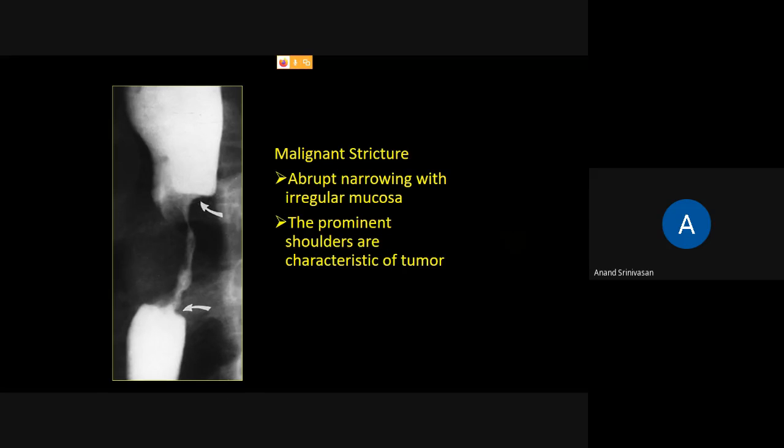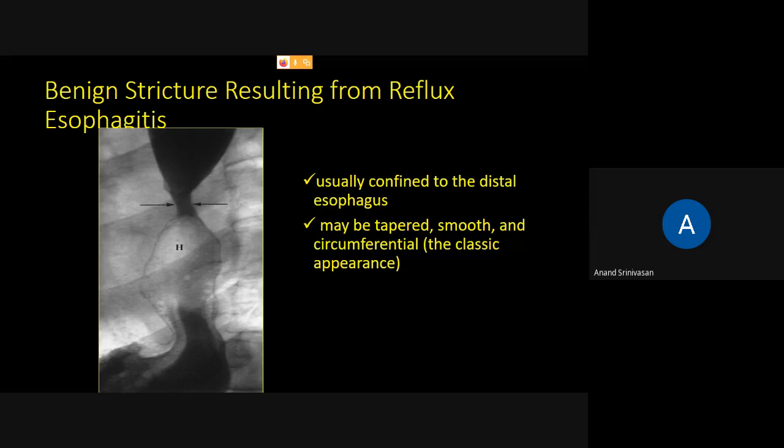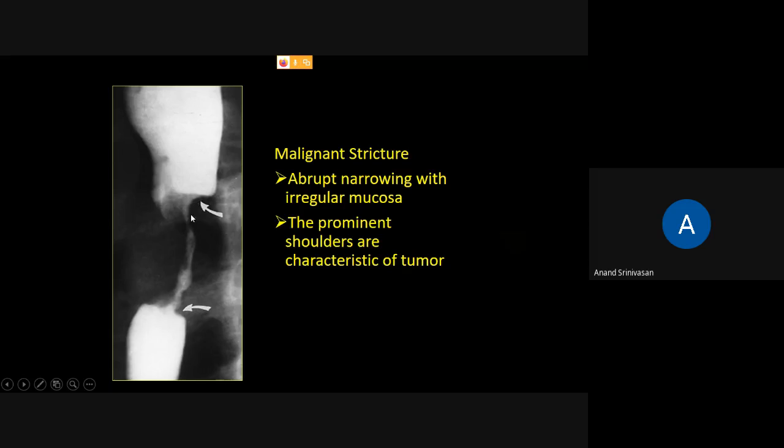Now compared to the previous picture, where the constriction is smooth, in this picture there is abrupt narrowing and irregular mucosa. You can make out the irregular mucosa because there is no smoothness. So this is a malignant stricture. Usually they use the barium swallow to find out if there is a benign stricture or a malignant stricture.